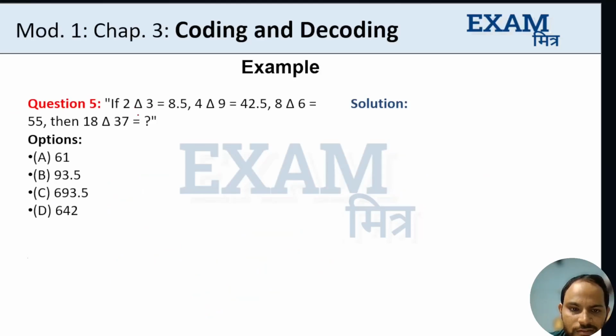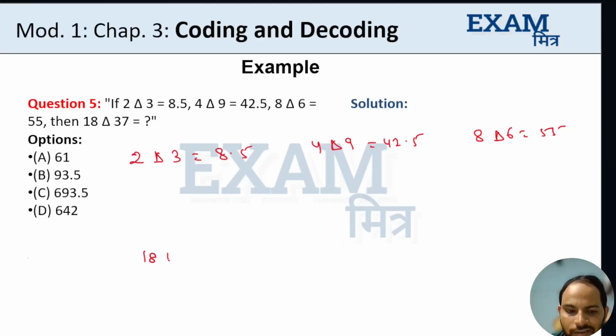So see this one, 2 triangle 3 is 8.5. 4 triangle 9 is 42.5. Again 8 triangle 6 is 55. What is 18 triangle 37? So we need to know the meaning of this triangle to understand the code.